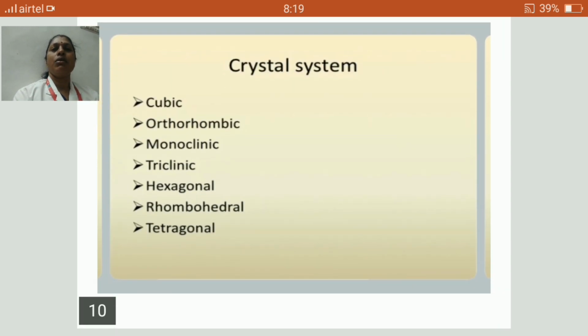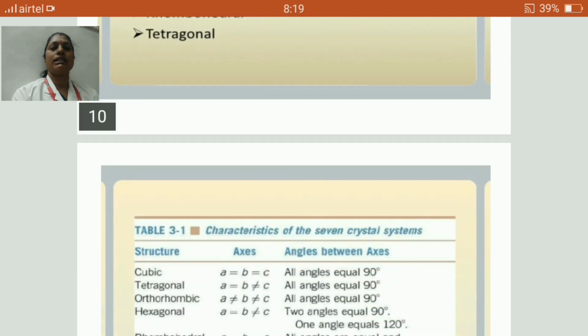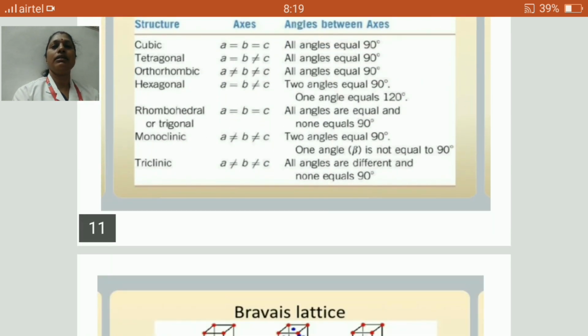Depending upon the intercepts and interfacial angles, we have 7 types of crystal systems: cubic, orthorhombic, monoclinic, triclinic, hexagonal, rhombohedral, and tetragonal. The conditions of these 7 crystal systems are tabulated here. For the cubic system, the intercept values are A = B = C, and the interfacial angles are equal to 90 degrees.